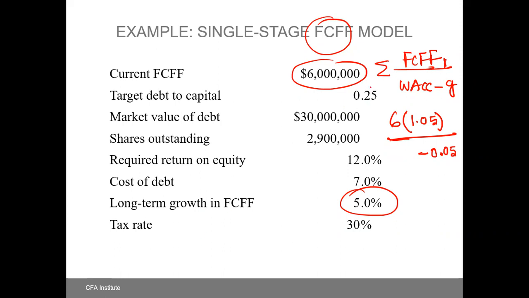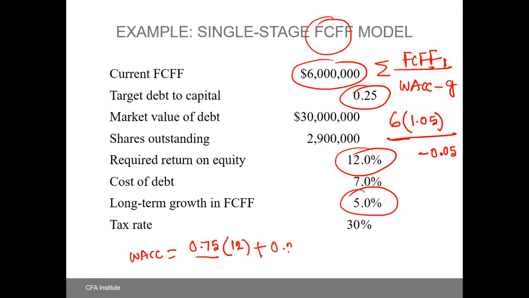We see the target debt to capital is 25%. So which one is the 75? Is it the equity to capital? Equity capital is 75. Yes, sir. Makes sense. Then we take the cost of equity. Is it here? 12%. What we are doing is estimating the WACC.